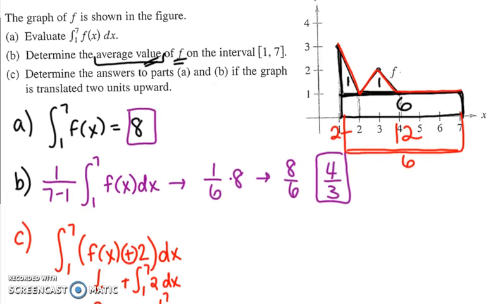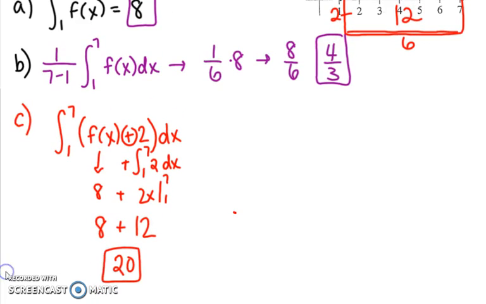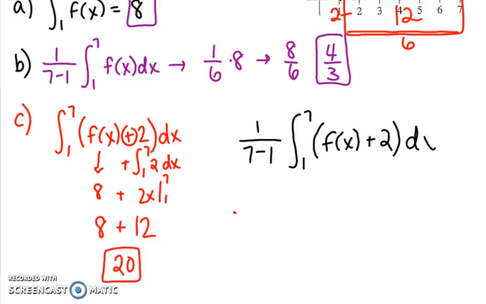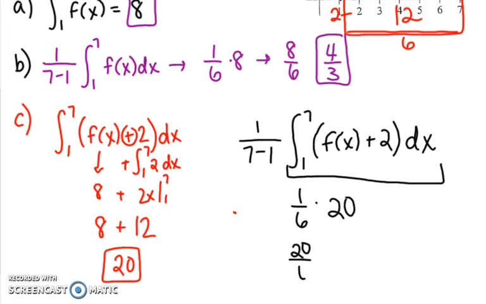Part B then it says the average value for that same function. So average value is just going to be 1 over 7 minus 1, the integral from 1 to 7, of our function that's been shifted up 2 units. We just talked about 2 different ways to evaluate this integral, but either way you're going to end up with an area of 20 times 1/6. So we get 20/6 or 10/3.